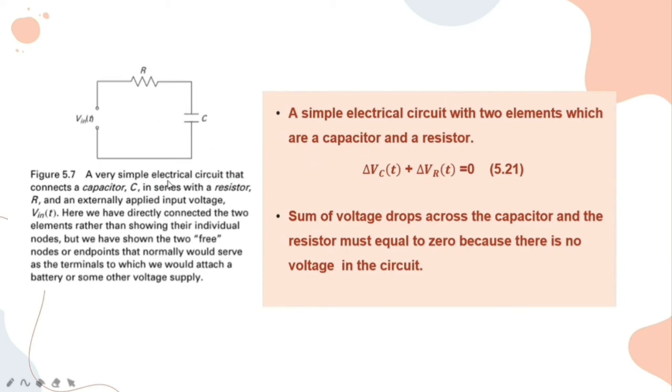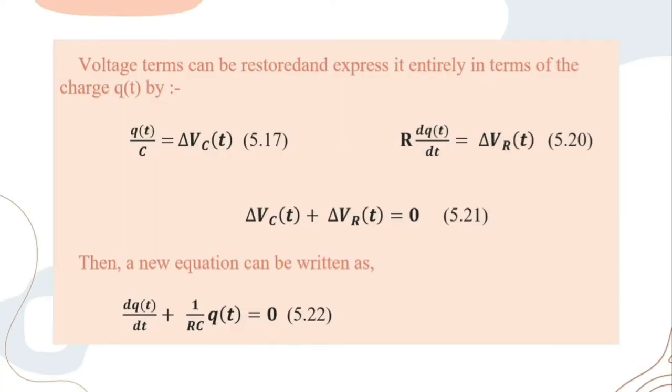From this figure 5.7, we know that the increment of voltage of C plus the increment of voltage of the resistor equals 0. From this equation, we can conclude that the sum of voltage drops across the capacitor and the resistor must equal 0 because there is no voltage source in the circuit. We can restore its voltage terms and express it entirely in terms of the charge Q by substituting equation 5.7 and equation 5.20 into equation 5.21.